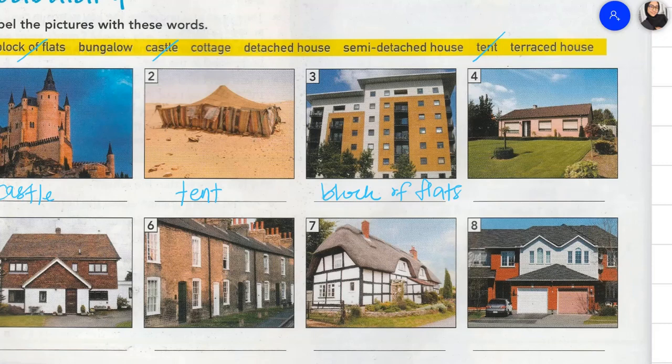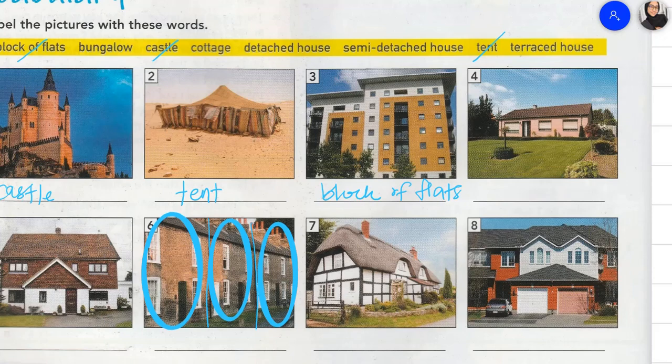Now, what do you think number 6 is? Could it be a detached house? No, definitely not, because it's attached, right? Look at the line here. It's attached between houses. One house, two houses, and a third house, and it could go on. Could it be a semi-detached? No, it's not semi. Semi here means half, partially detached.